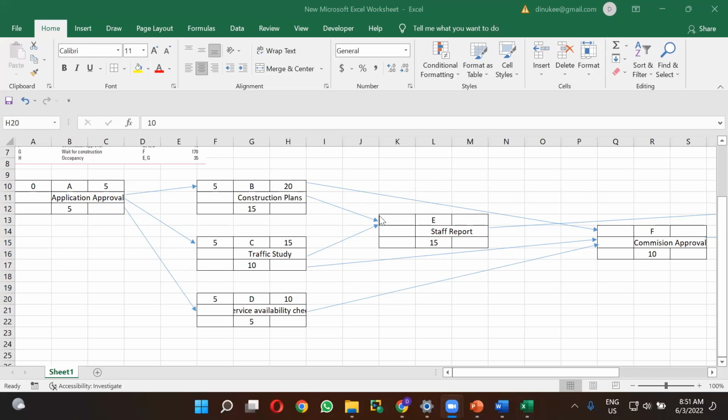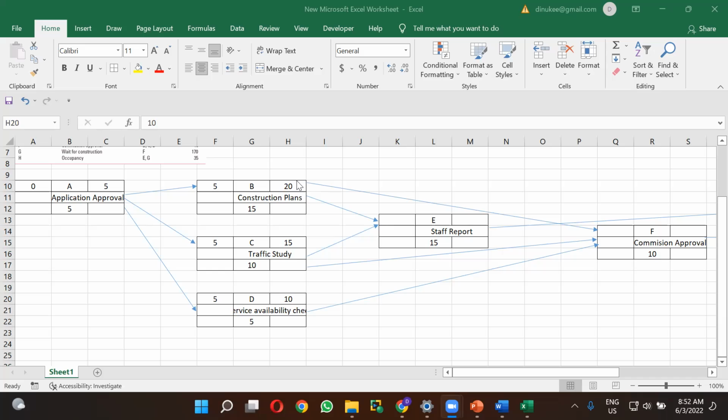So 2 arrows are coming. So when there are 2 or more arrows coming for one node, what is the early start time that you are going to choose? Based on the early finish time, you have to take the early start time. So what is the early start time that you have to take? The one is telling that it should be 20. Very good. So the answer is 20.